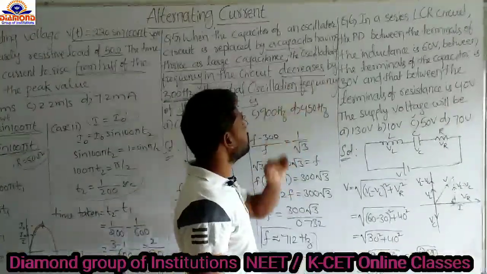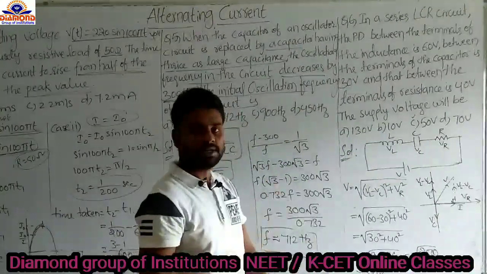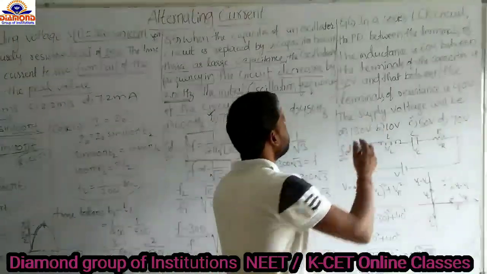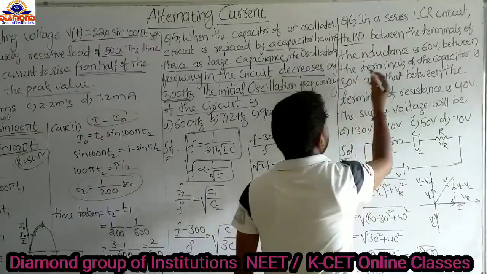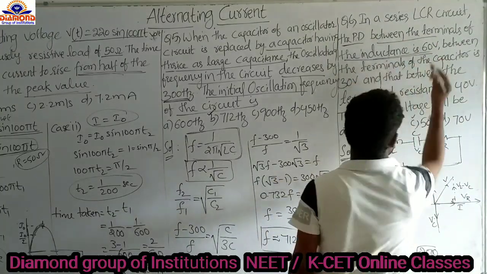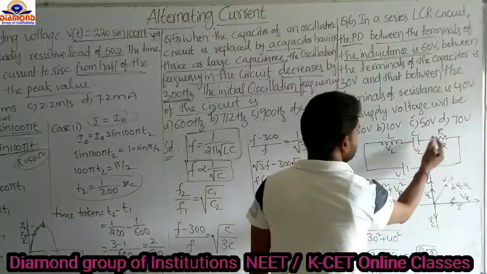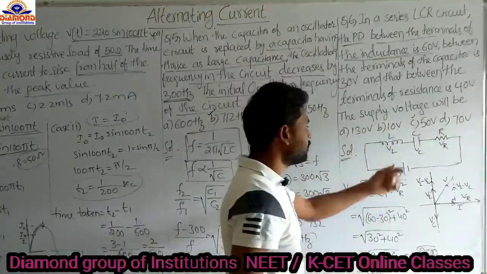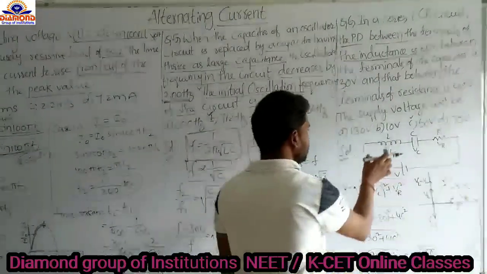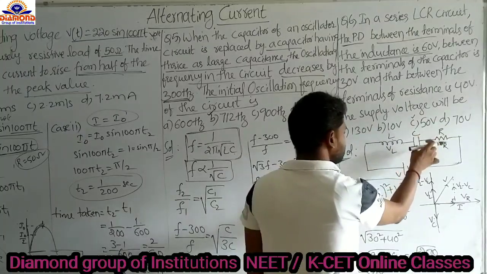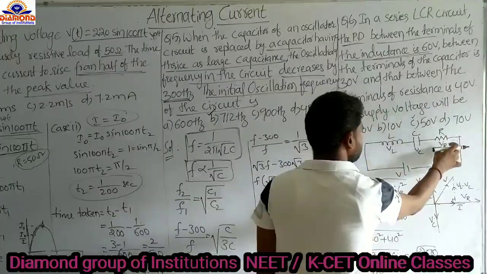Now see question number 6. Now onwards we will do questions based on the LCR circuit. In a series LCR circuit, PD means potential difference. The potential difference between the terminals of the inductance is 60 volt. I have drawn here a series LCR circuit. So V potential we are supplying to this one. Potential difference across the inductor is VL, potential difference across the capacitance is VC, and across the resistance is VR.